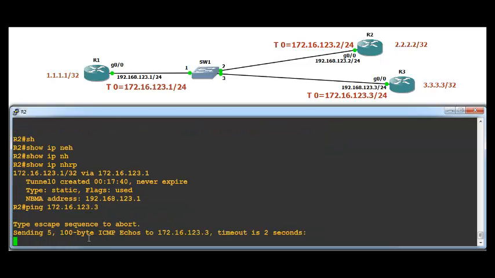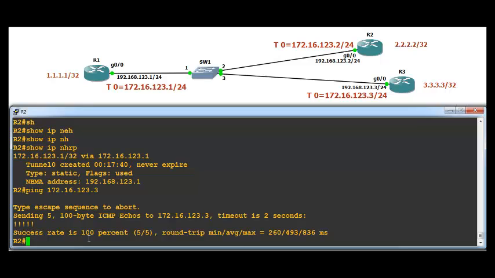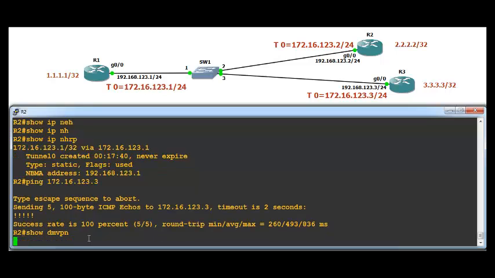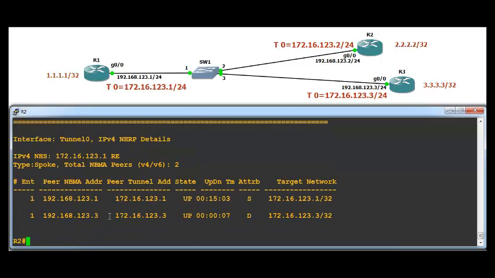172.16.123.3. It started pinging. Now let me take you to router 2's DMVPN command. Look at this. It has learned router 3's address dynamically just 7 seconds ago. While I was pinging, this resolution happened. And you see, it knows how to go directly to that guy. It is not going through the hub.